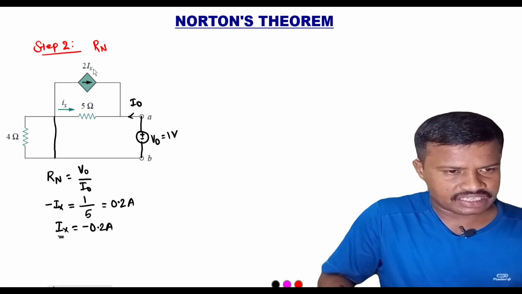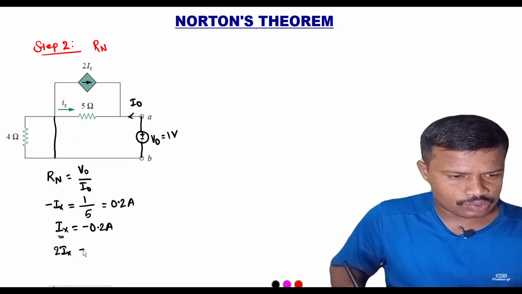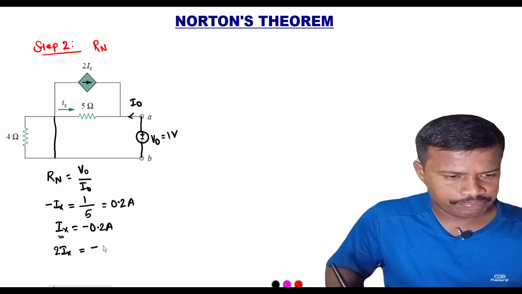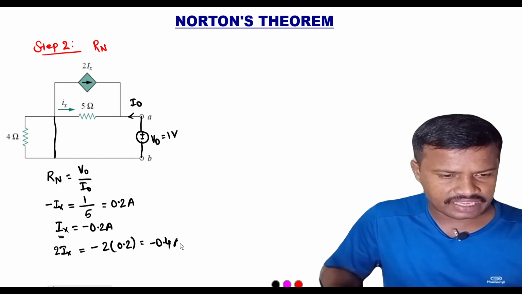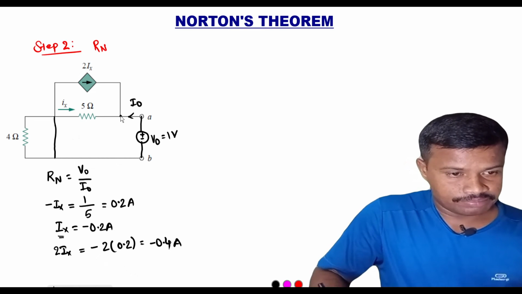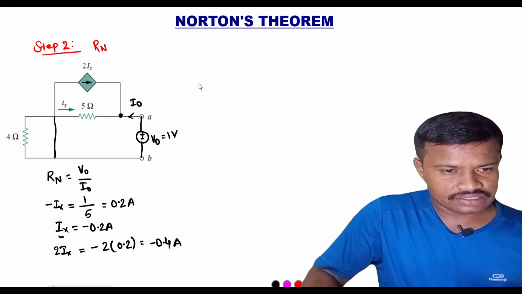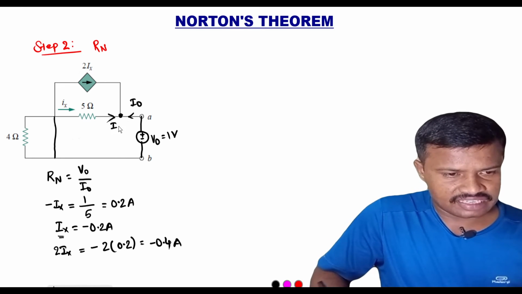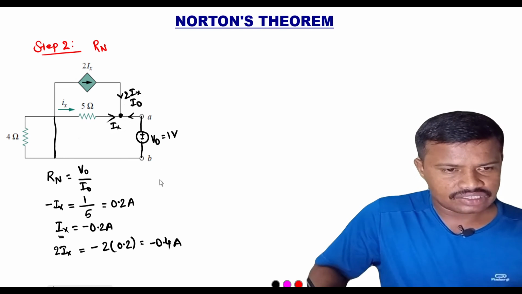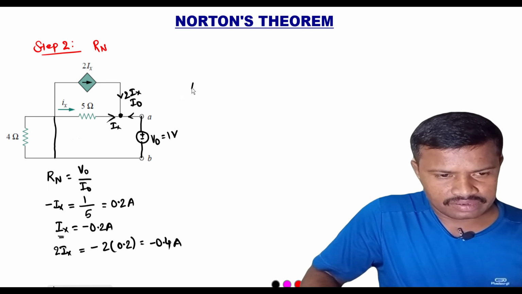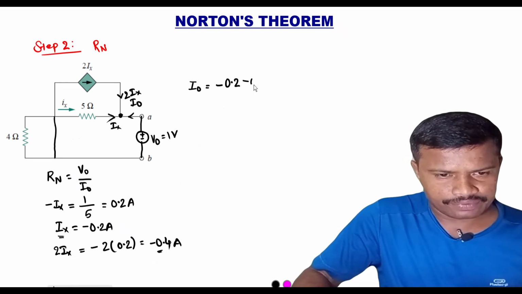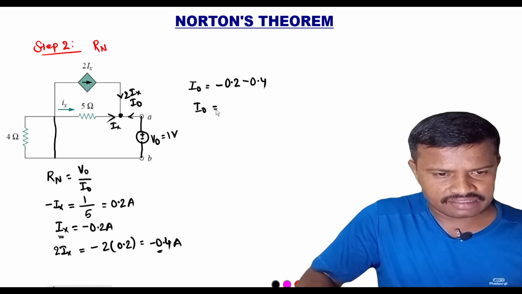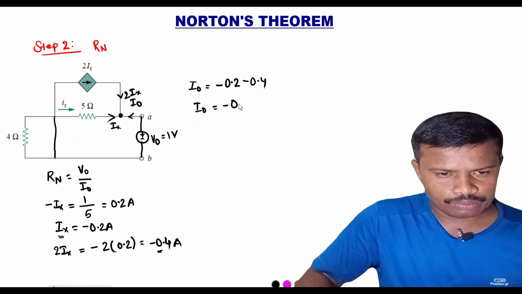Next, we know that the value of Ix is equal to minus 0.2, and the amount of current delivered by the dependent current source is 2Ix. So 2Ix is equal to minus 2 times 0.2, which is equal to minus 0.4 amps. So here at this junction, this is Ix and this is 2Ix. So the total current I0 is equal to, as we know Ix is minus 0.2 and 2Ix is minus 0.4, so the total current delivered by this reference voltage source is negative 0.6 amps.